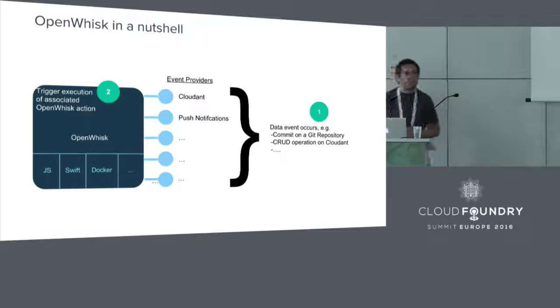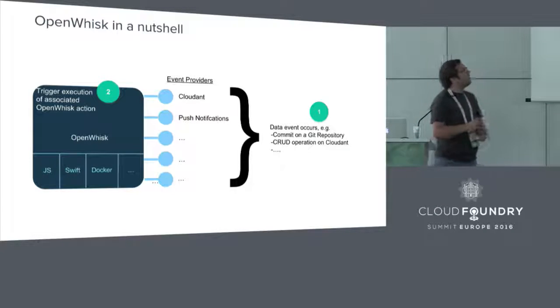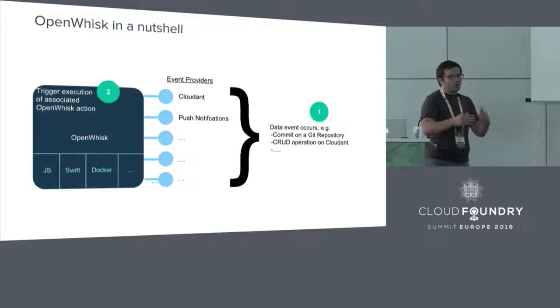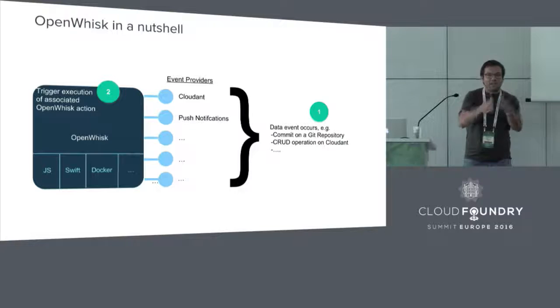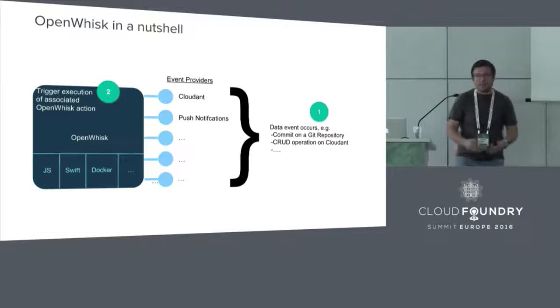So how does OpenWhisk work behind the scenes? The events that cause the actions to be kicked off are emitted by what we call event providers. Typically, event providers can be Cloudant, I've just talked about that already. It can be a push notification service, something like that. And these can be services run on Bluemix, but of course it can also be services running outside of Bluemix. And as I've already told you, if you have a service that has not yet been enabled, so it's not yet emitting events that OpenWhisk understands, you can do that on your own because we have that open service provider interface. If you are a service provider, please do that. That's exactly what I would like to encourage you to do here today, right?